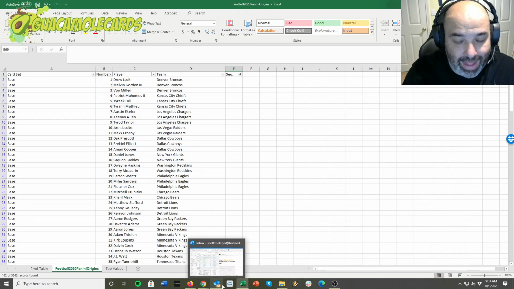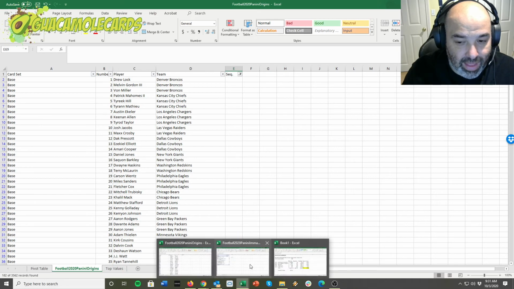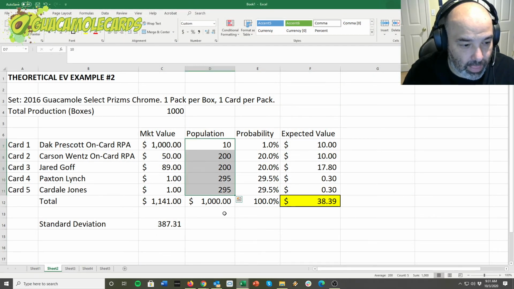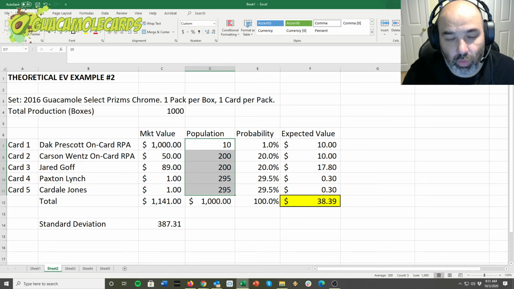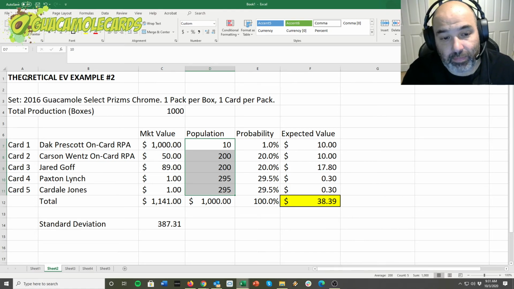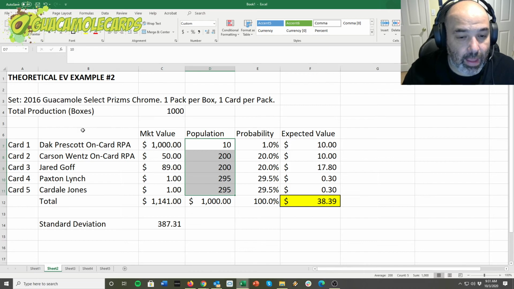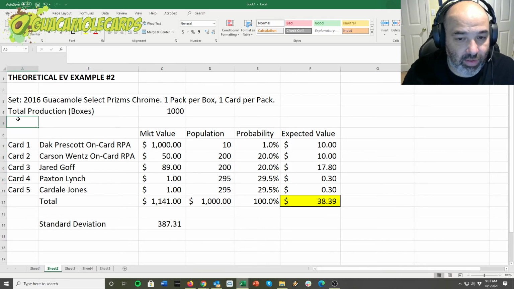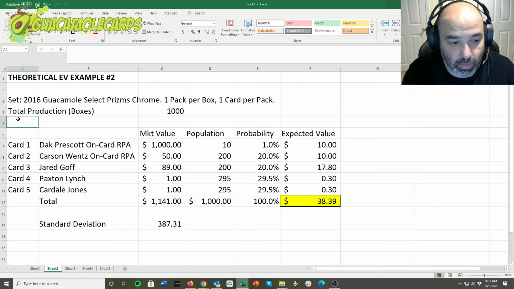So that's expected value. That's how you can roughly calculate it, and how you can use it when deciding to rip boxes, hold boxes, pass on a box, etc. Hopefully that provided you with a little bit of information. This was super high level, super basic, on purpose, because we're just introducing this topic.